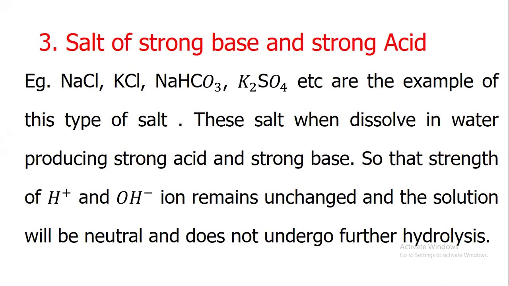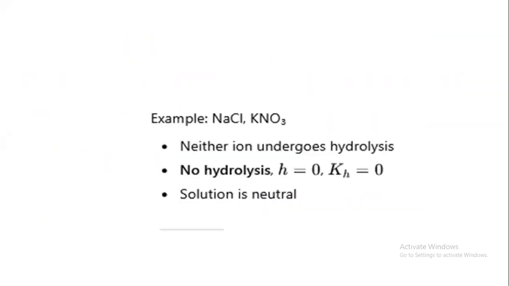Salt of strong base and strong acid: sodium chloride, potassium chloride, sodium nitrate, potassium sulfate, etc. are examples of this type of salt. When dissolved in water, this salt produces a strong acid and a strong base, so the concentrations of hydrogen H+ and hydroxide OH- ions remain unchanged, and the solution will be neutral and does not undergo further hydrolysis.